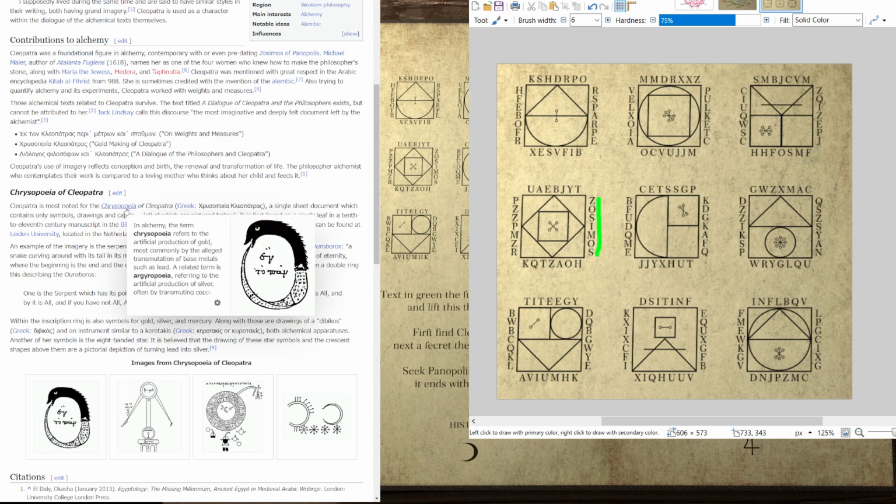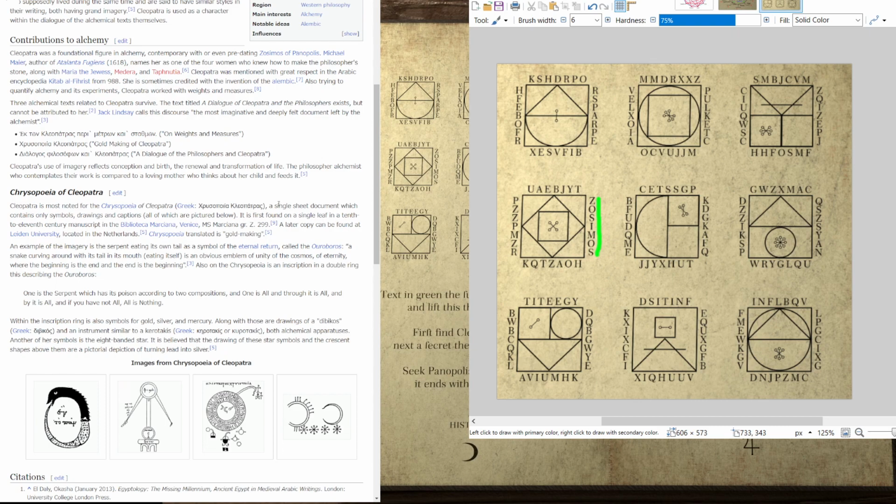But the Chrysopeia of Cleopatra. A single sheet document which contains only symbols, drawings, and captions, all of which are pictured below. It is first found on a single leaf in a 10th to 11th century manuscript in the Biblioteca Marciana, Venice. A serpent eating its own tail, the Ouroboros. One is the serpent which has its poison according to two compositions, and one is all and through it all, and by it is all, and if you have not all, all is nothing.